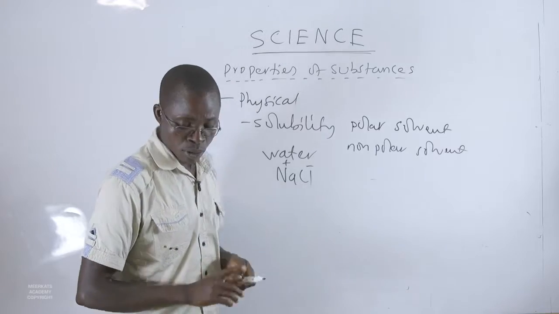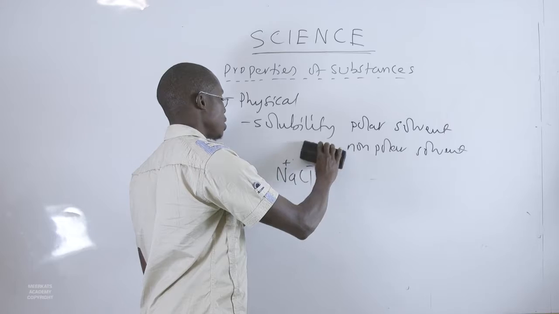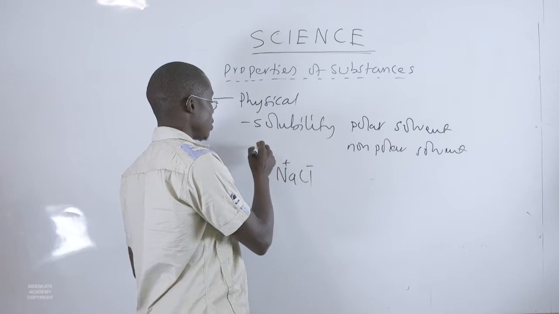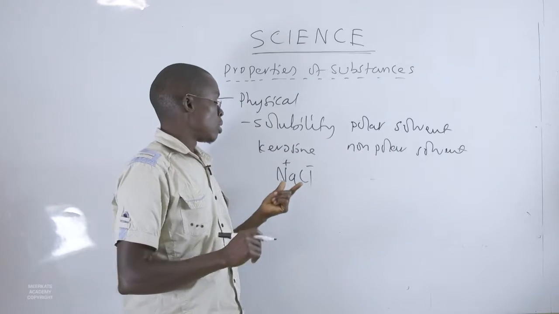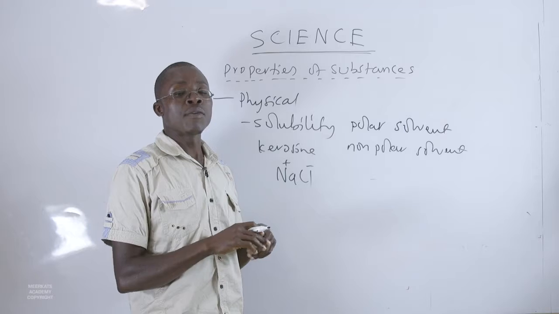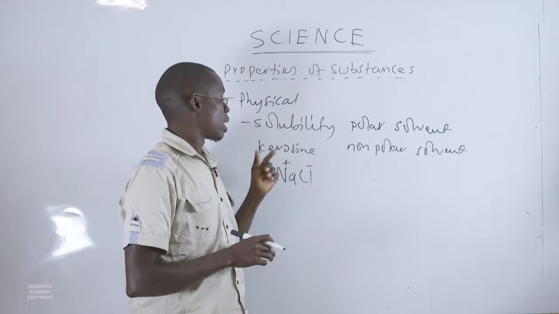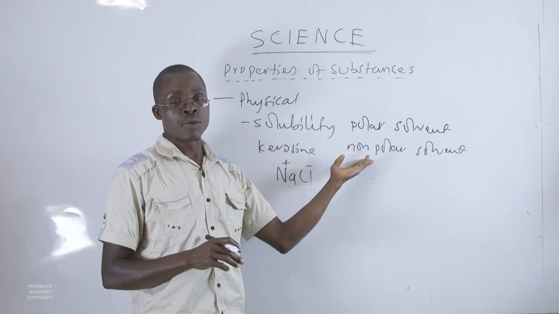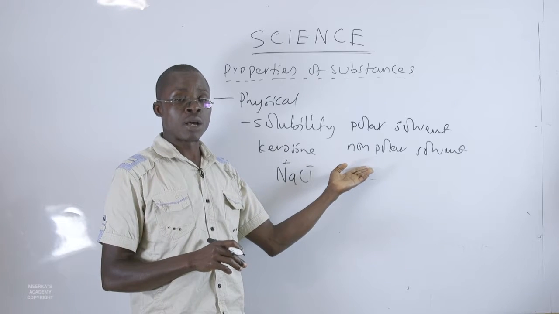But the same will not happen if you use something like paraffin or kerosene. If you use kerosene and add sodium chloride, however long you take stirring, it will not dissolve. Why? Kerosene is not polar, but it is non-polar.